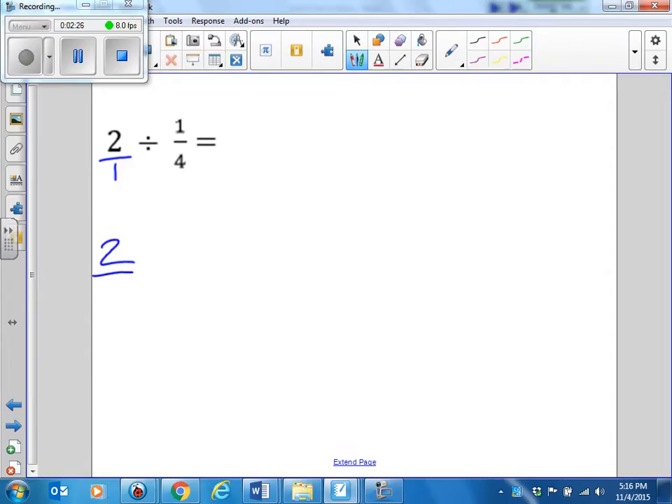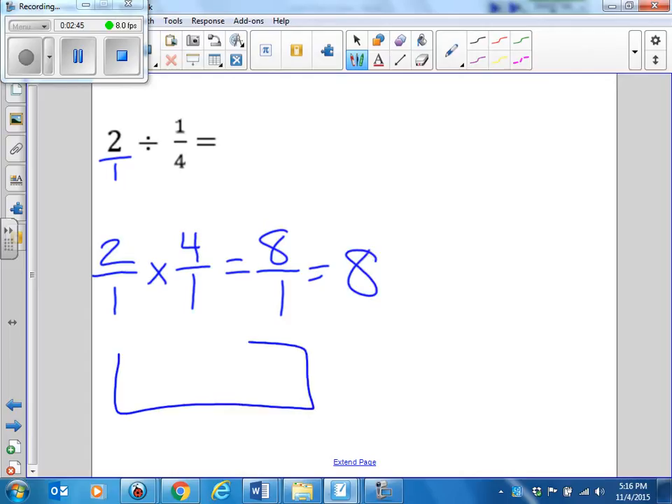So now I have 2 over 1. I'm going to keep it. Now I'm going to switch it and switch it. Okay, so now I have 2 times 4 is 8, 1 times 1 is 1, 8 divided by 1 is 8, which makes sense.